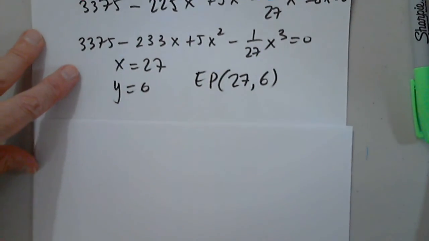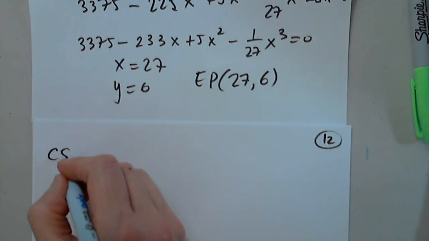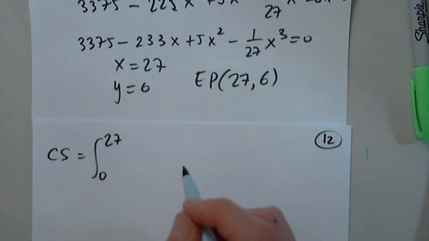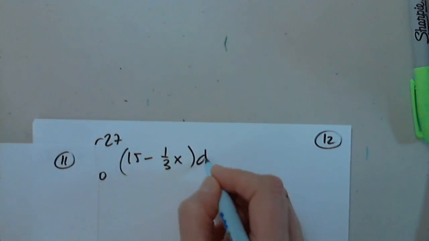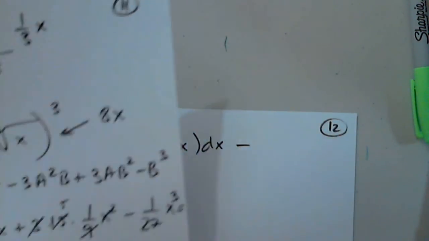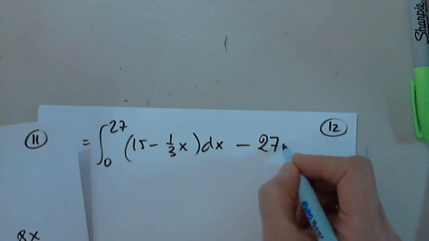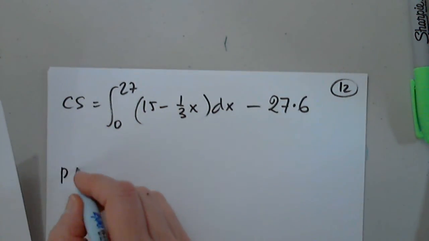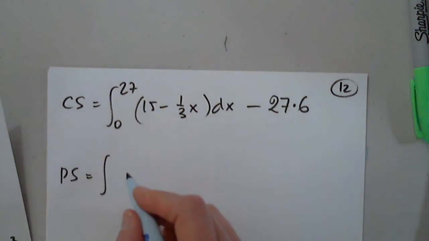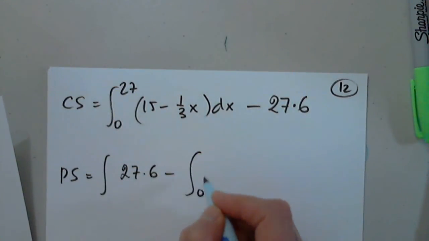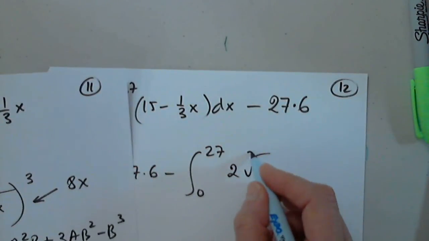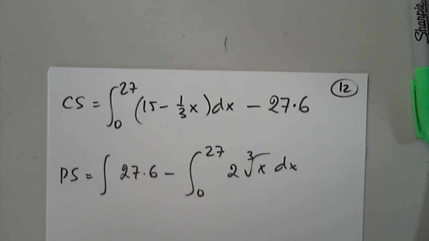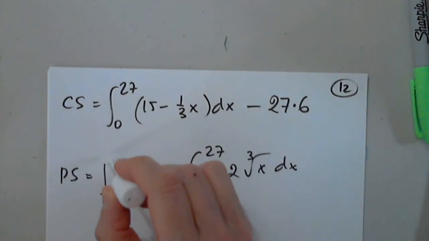At this point, the consumer surplus will be the integral from 0 to 27 of 15 minus 1/3 x dx, minus 27 times 6. And the producer surplus will be 27 times 6 minus the integral from 0 to 27 of 2 the cube root of x dx.